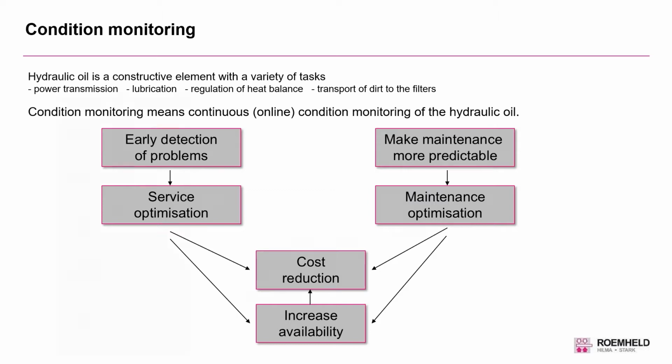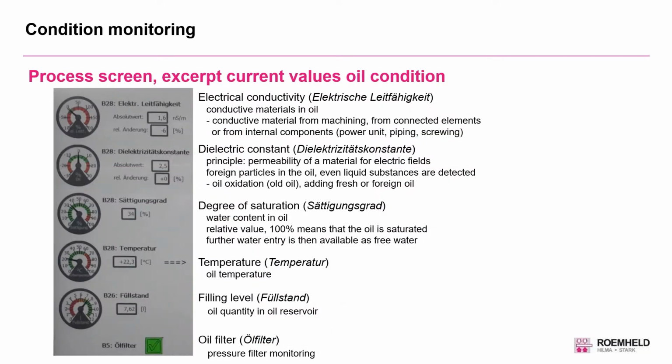Okay, the next slide will give you just a brief overview of which kind of things we screen. So we have different values, and you see this is a screenshot of the power unit screen display which we have for the exhibition. We have 5 different things we screen.